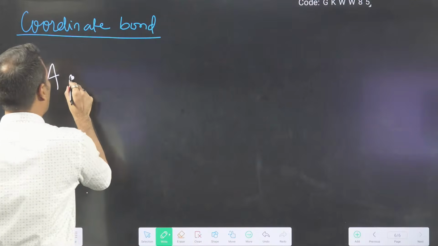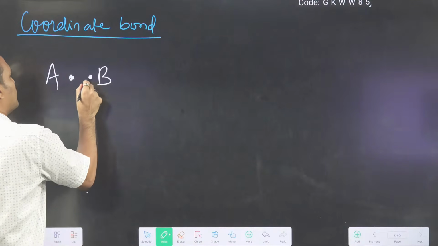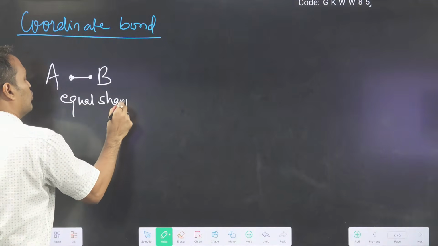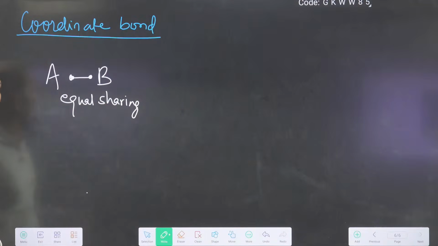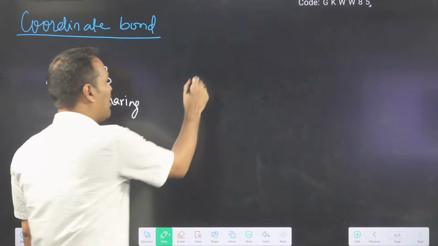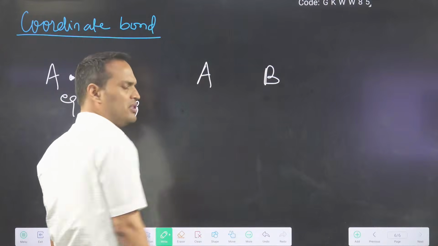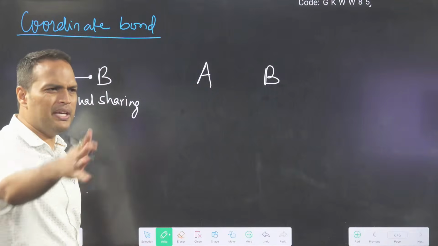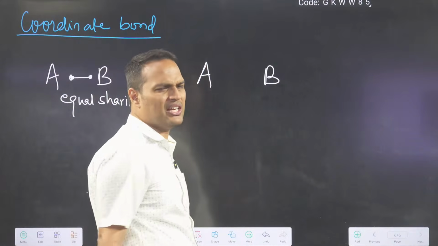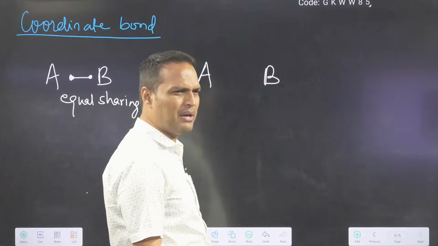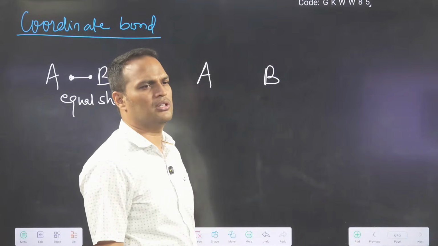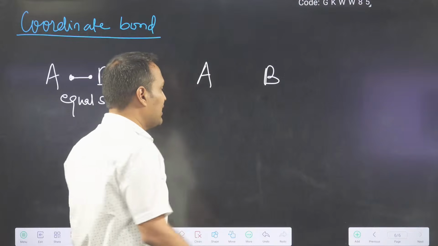Normal covalent bond, how is it formed? It is formed by equal sharing. But now what is happening? Suppose A and B atoms both want to form a bond. But B is saying, brother, I will not share any electron. I don't have, and even if I had, I will not share. But I want to make a bond.